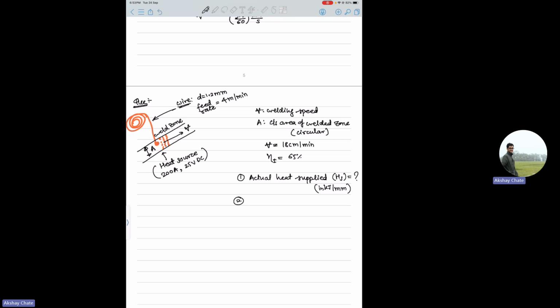And second, you need to find the cross-sectional area of your welded zone, or let's say the diameter of your welded zone. So assuming it looks something like this, it will have some diameter d. So what is this diameter d in mm? So this is a two-part question.